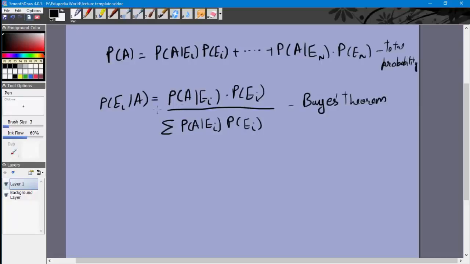Now the interesting thing here is, from this we can see P(A|Ei) P(Ei) is one of the terms of this total sum, right? It will be somewhere in the middle. And the denominator is the sum of the total terms. So this theorem on total probability has an interesting structure.